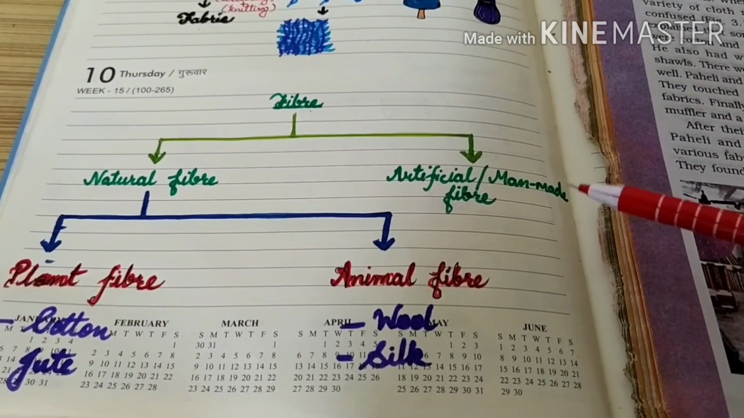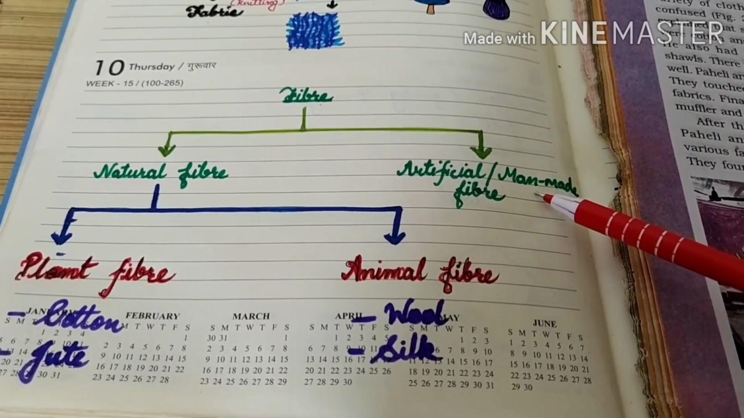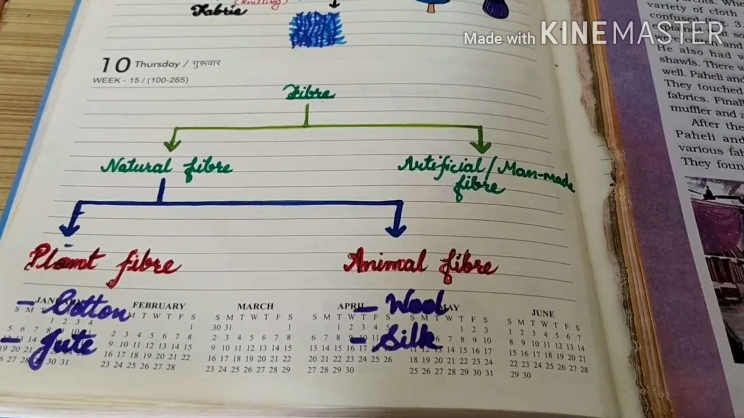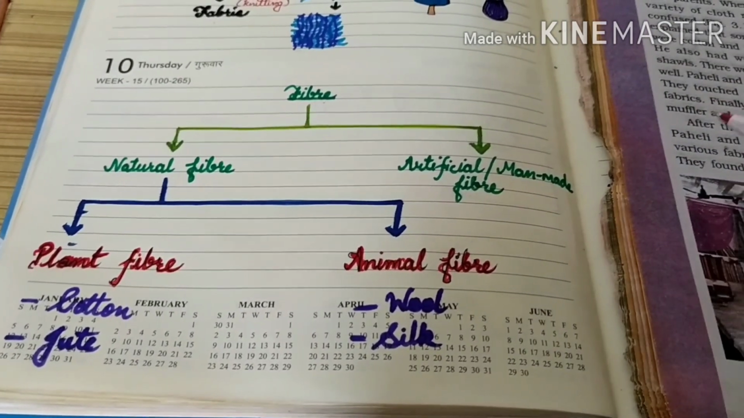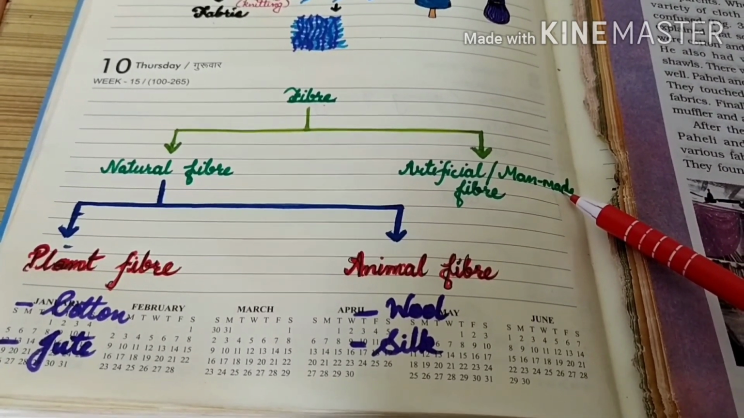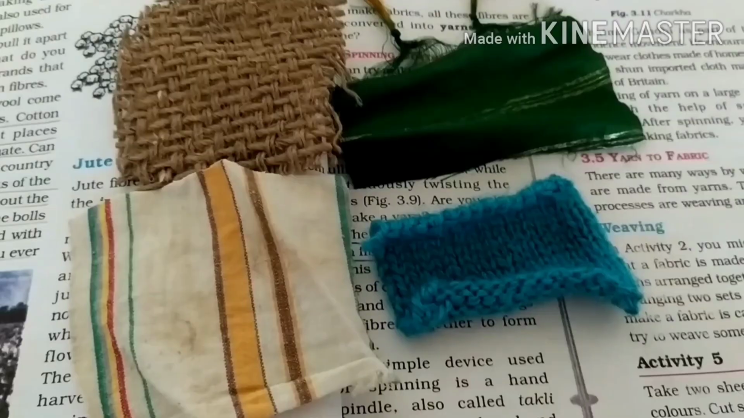I just want to introduce a little about synthetic fiber, artificial fiber or man-made fiber. These fibers are prepared in the laboratory, and a few examples are nylon and rayon.